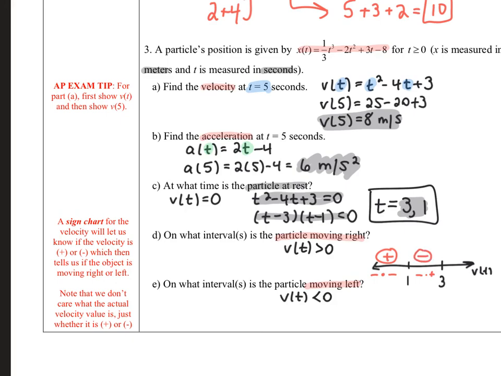And then one more interval to try. My t is greater than 3. And when I put numbers greater than 3 into each of these factors, they're both positive. And when I multiply two positives, I get a positive. So I just found what the velocity is, the sign of the velocity for each of these intervals. So wherever my velocity is positive, which is on this region up until 1 and then after 3, I know my particle's moving to the right. And where my velocity is negative, which is in between the 1 and the 3, I know that indicates a leftward movement.